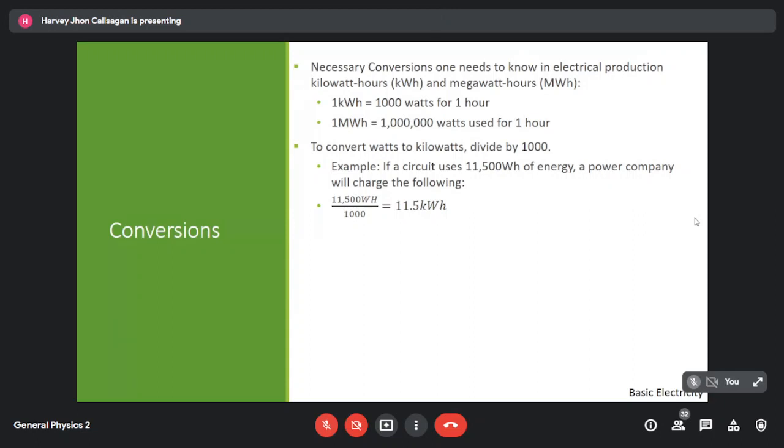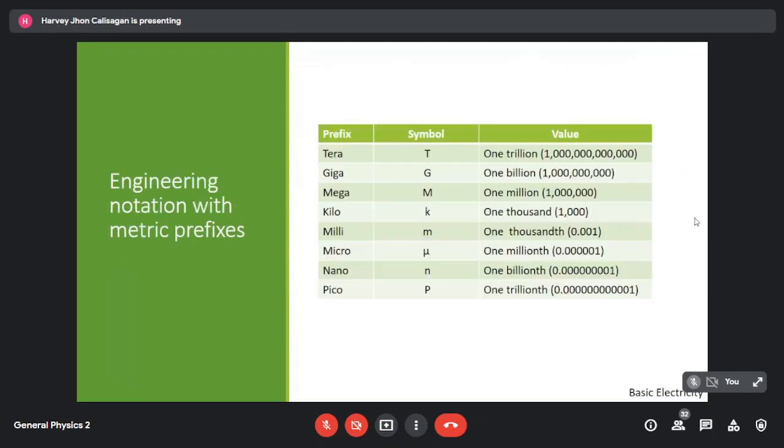Calculating with Ohm's law depends on the formulas. We have different formulas there. All you have to do is familiarize yourself, try to understand the situation, and then use the right formula to get the answer.